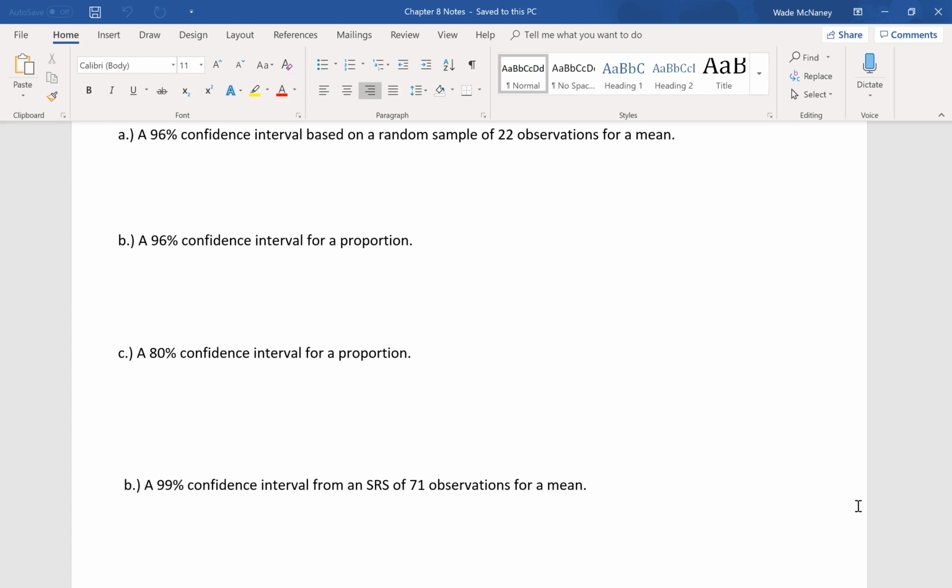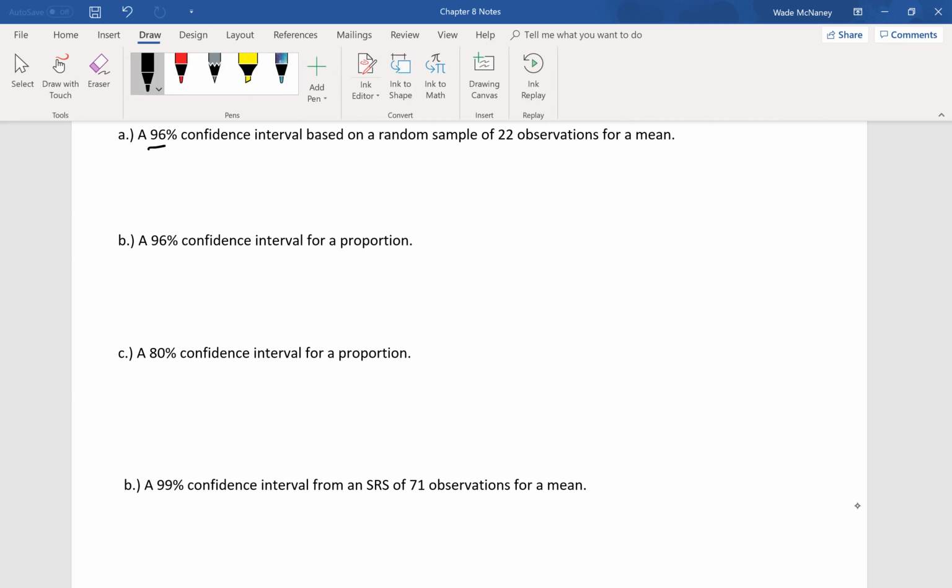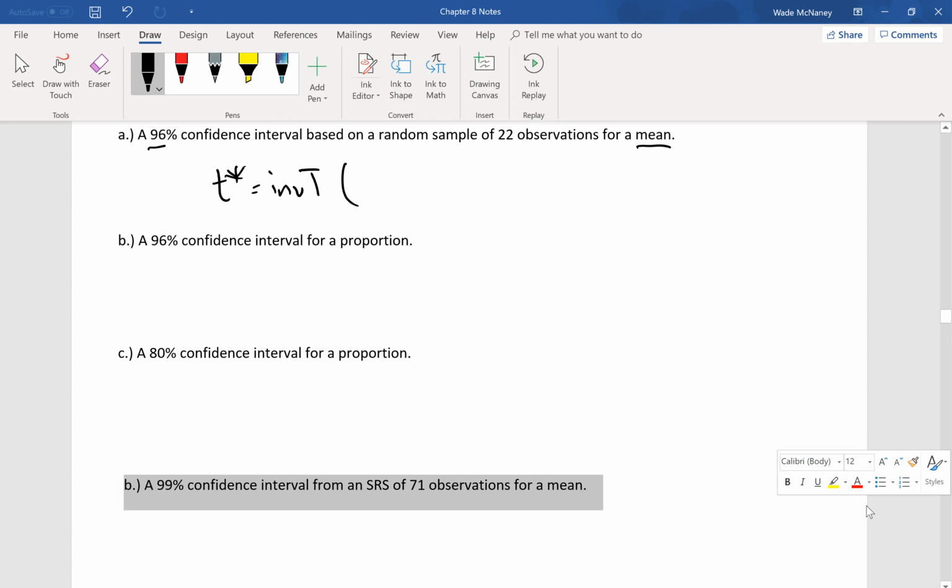So if we're doing a 96% confidence interval for a mean, this is going to be a T distribution. So T star is equal to inverse T. And my area to the left, that's the first command input that goes in here, my area to the left for this is going to be 1.96 divided by 2. And my degrees of freedom with 22 observations is going to be 21.